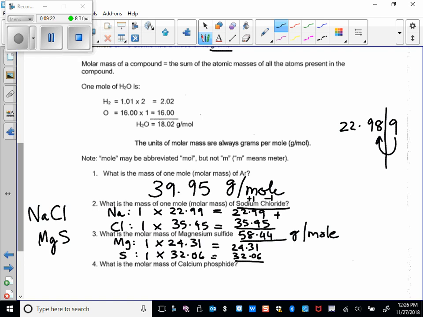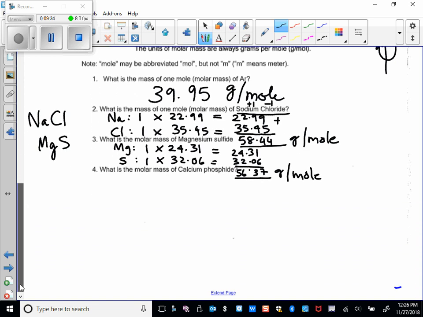And what do you do with these numbers? Add them up. And what does that become? 56.37 grams per mole is the molar mass of magnesium sulfide.